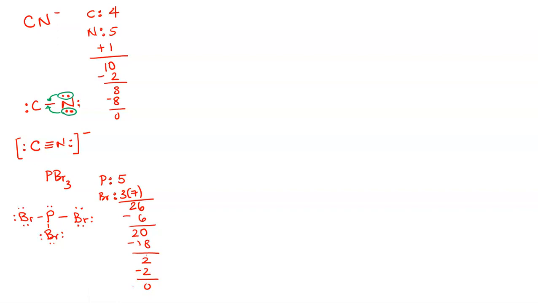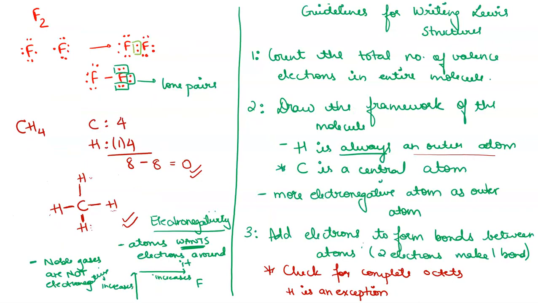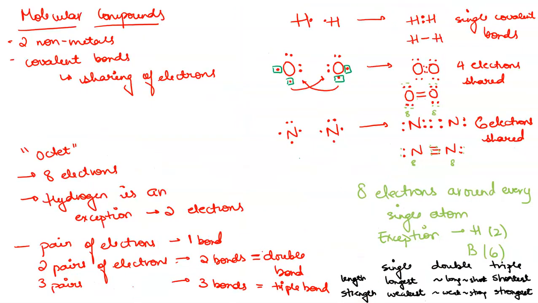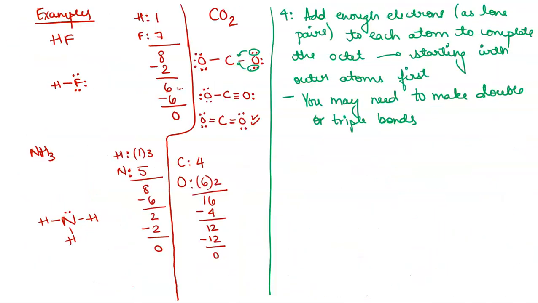Okay. Now in this case, all of our atoms are happy. They've got a completed octet. This is a good Lewis structure. Okay. Next example. Did we do NH3 already? I believe we did. Did we? Yes, we did. We did NH3.